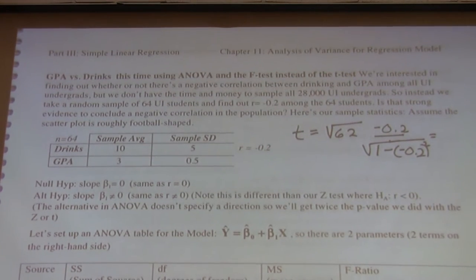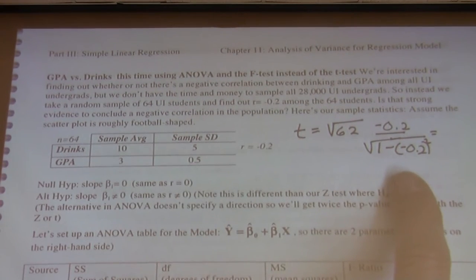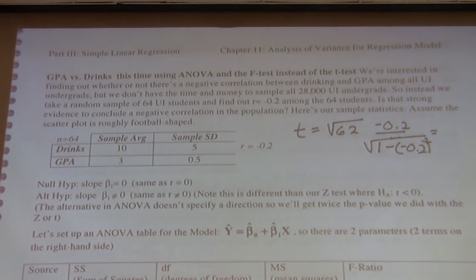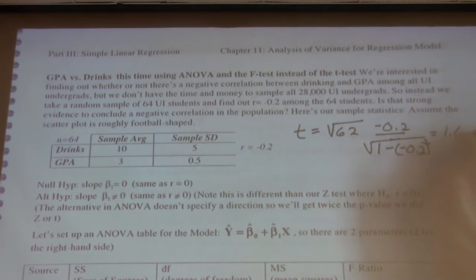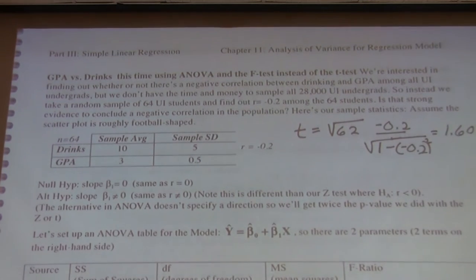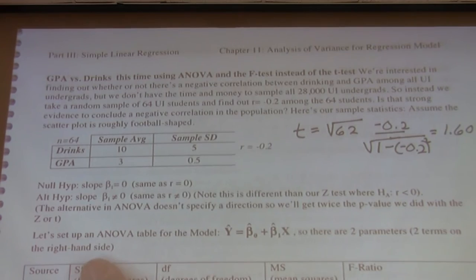So we could do this, and what would we get? We get the square root of 62. I didn't do it before, but I can do it right now. So I get approximately 1.606.